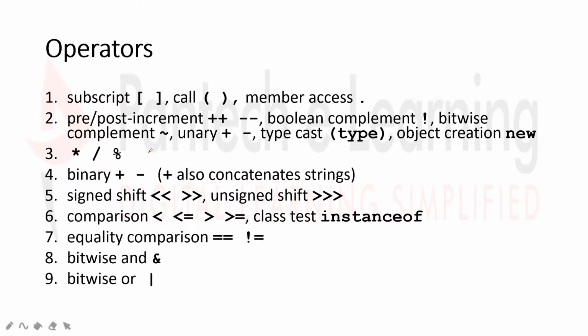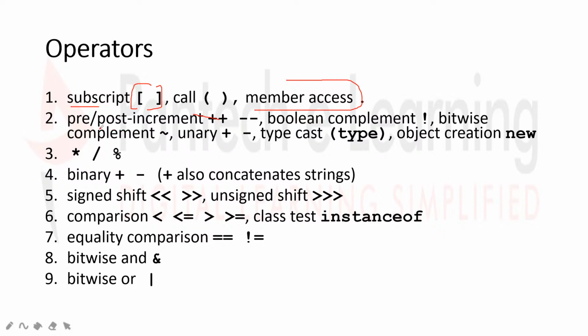Operators include subscript. If you do any subscript, you need to use the square bracket. If you are doing function calls with parameters, call by value or call by reference, most people will know the use of those. Like that, to call any function you can use this. And member access, that is access specifiers like public, private or protected.